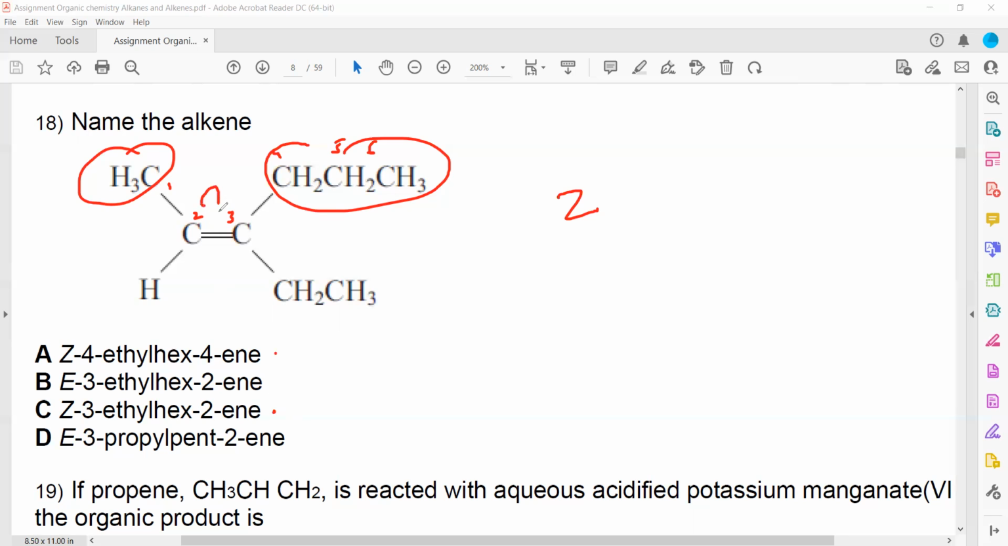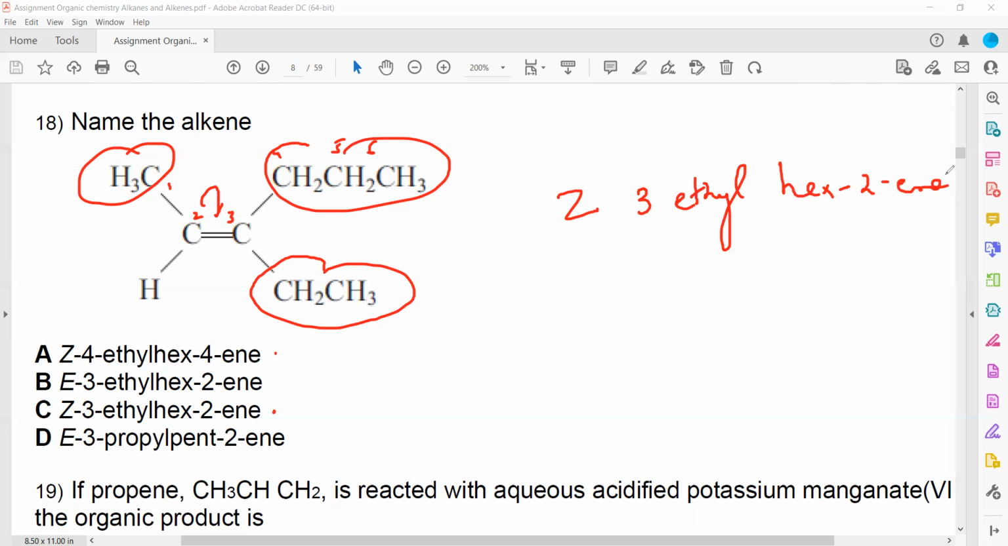Then at the second position, we have a double bond and 6 carbon atoms are there. And this is a branch. At the third position, we have a branch, which is ethyl. So it is Z, 3-ethyl. At the third position, we have a branch which contains 2 carbon atoms. And at the second position, we have a double bond. So it is hex, and at the second position we have a double bond, so 2-ene. So it is Z-3-ethylhex-2-ene.